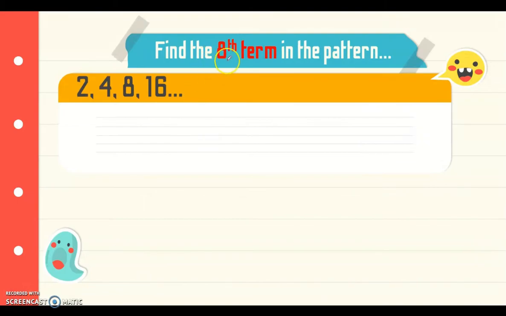Next, we have to find the 8th term in the pattern. So we're looking for the 8th term. This one is the first term, second term, third term, fourth term. And we're looking for the 8th. So to find the 8th term, we need to find the 5th, 6th, 7th, and then the 8th. But first, we need to find the rule of this pattern.